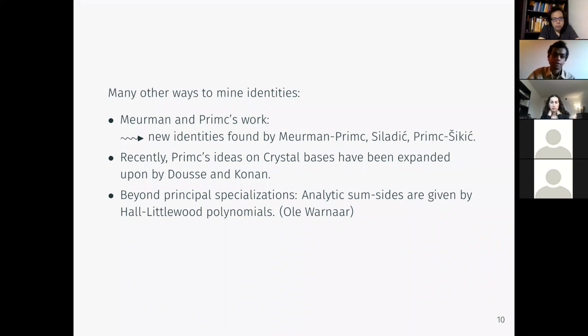There is a lot of work by Primc. They have been able to get a lot of identities. There is recently a work by Jehanne Dousse and Isaac Konan based on crystal bases and so on. There are other ways of getting these by using Hall-Littlewood polynomials, and this is what Ole Warnaar has been doing for a lot of years now. But anyway, I'm going to concentrate on the one I told you.